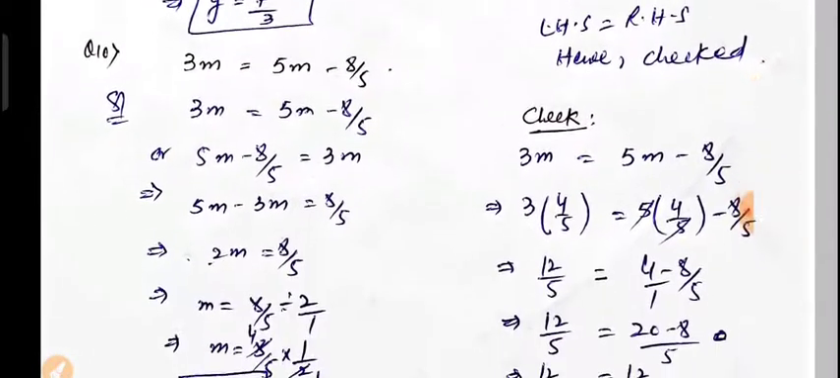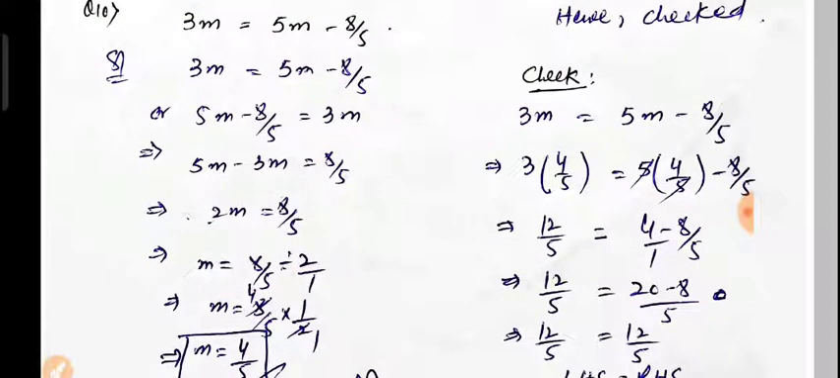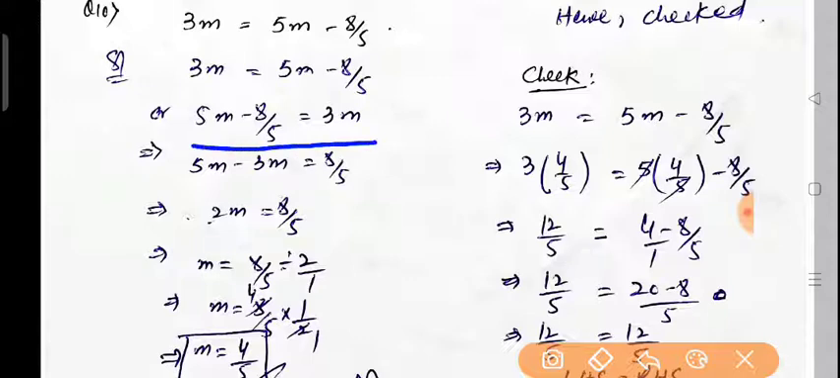So we are going to now discuss the last question of our exercise 2.3, that is 3m is equal to 5m minus 8 by 5. First step is to copy the question. Then we move the like terms to one side, or I can write it this way, 5m minus 8 by 5 equal to 3m. It does not alter the equation.